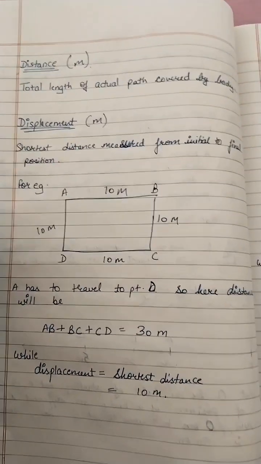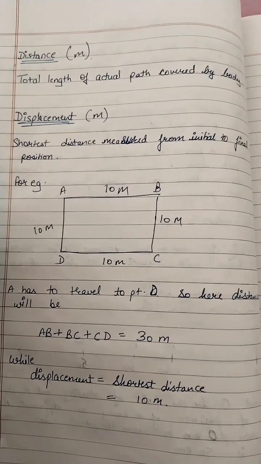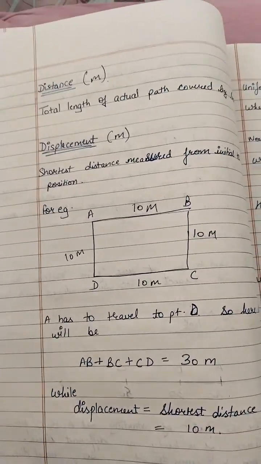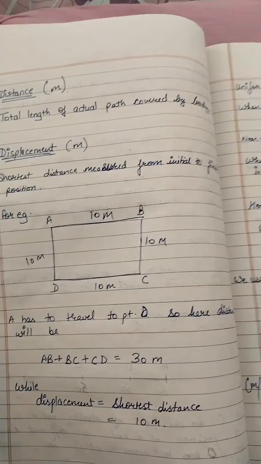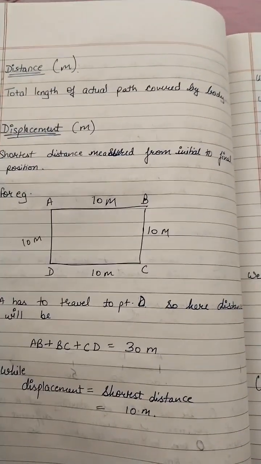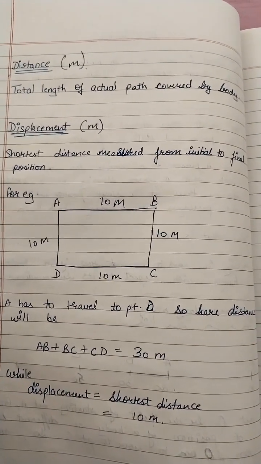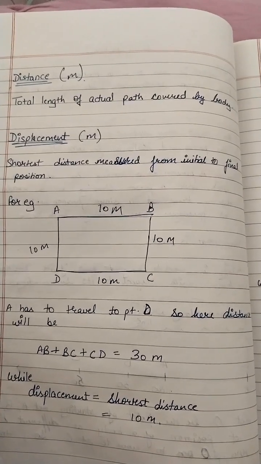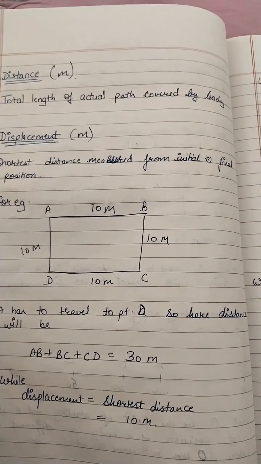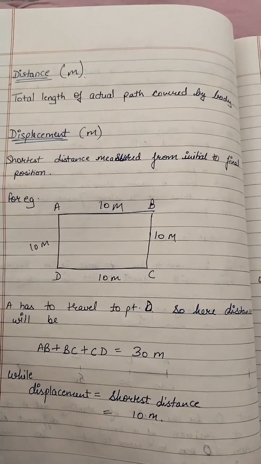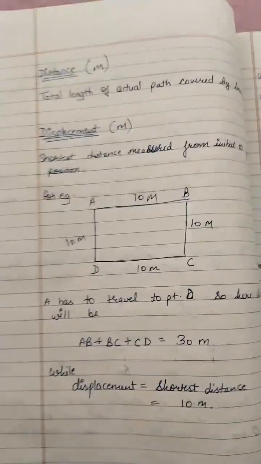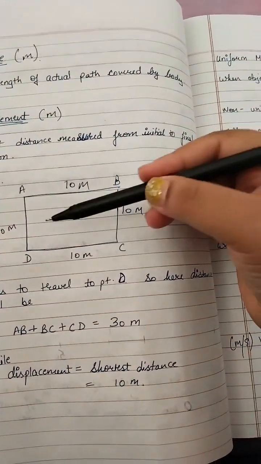Next, first of all, you should know what is distance. It is the total length of the actual path covered by a body. Then there is displacement, the shortest distance measured from the initial to the final position. Here we will go with an example. Let me show you. Are you able to see this diagram?